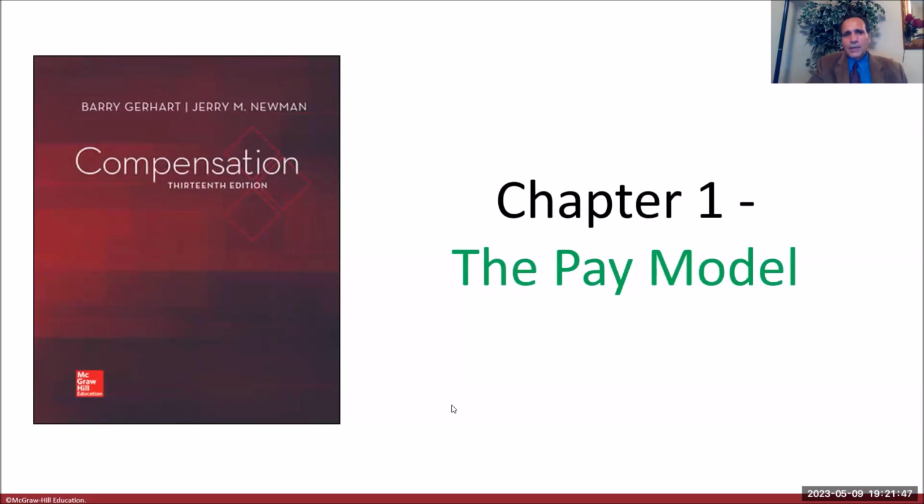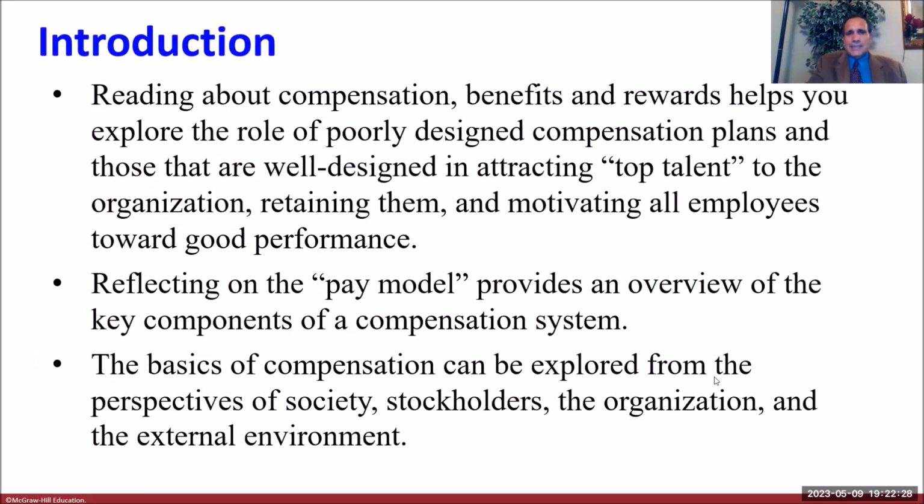Welcome to the class. So we'll go ahead and start with chapter 1, the pay model. So when it comes to reading about compensation, about benefits, about rewards, it helps you to understand what companies that are successful, that are doing the right things, and those that are not so successful, are doing wrong. So if you're doing the right things when it comes to benefits and compensation, and if you're being strategic about it, you can hopefully attract the best talent to come to your company and work there with high performance. If you're not doing it the right way, then unfortunately you're going to have problems recruiting and retaining the right people or the best talent.